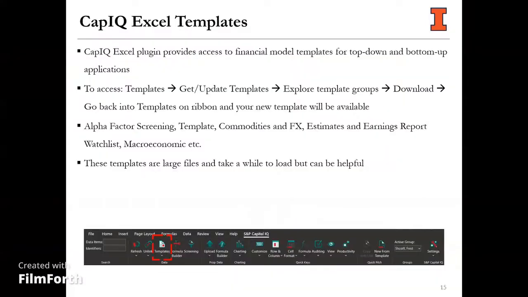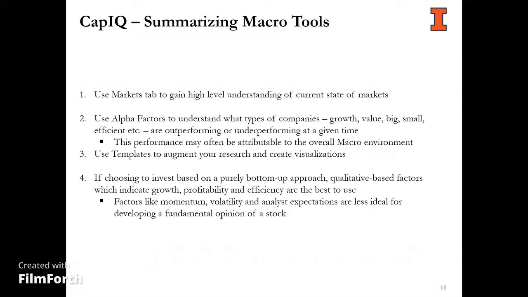So to go back here to the PowerPoint, to summarize some of these various macro tools that I've talked about, I think personally, the best first place to start to just gain a high level understanding is that markets tab we started with. From there, you can go to the alpha factors to understand on a more granular basis what types of companies, growth, value, big, small, are outperforming or underperforming at any given time. And from there, we can go into a screen, which I'm going to go into in a second, to help educate our factor research. And from there, perhaps we can augment our research with some templates.